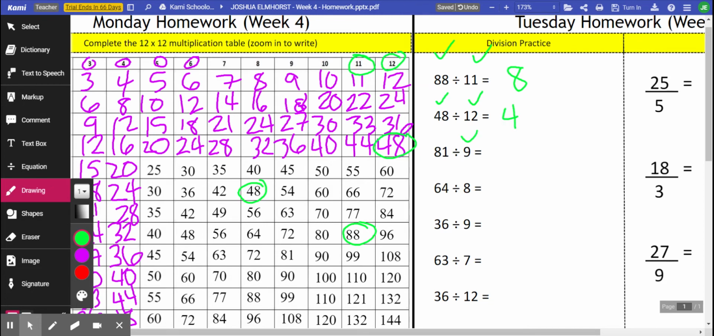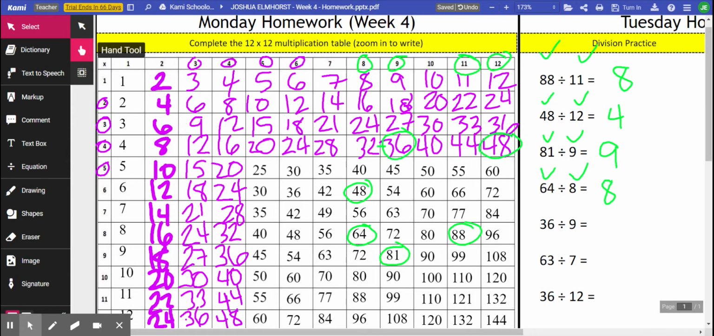So we go to multiples of 9, go to 9, then go down to 81, and 81 divided by 9, working it backwards, is going to be your multiple of 9. So 64, you're going to go to your multiplication table of 8, go down here to 64. So 64 divided by 8 will take you back to 8. And 36 divided by 9, go to your 9s, find 36, and we go across to the other side.